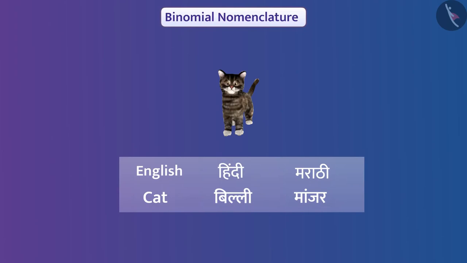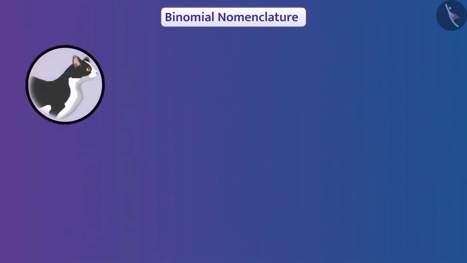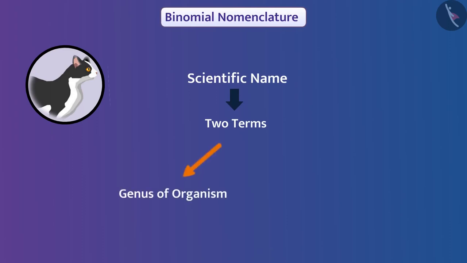To solve this problem, the binomial nomenclature proposed by Carolus Linnaeus was chosen. In this method, any organism is given a scientific name and the organism is known by this name. This name has two terms, which are words of Latin language. The first word denotes the genus of that organism and the second word denotes the species of the organism.